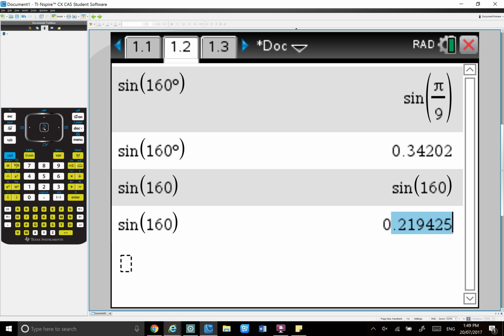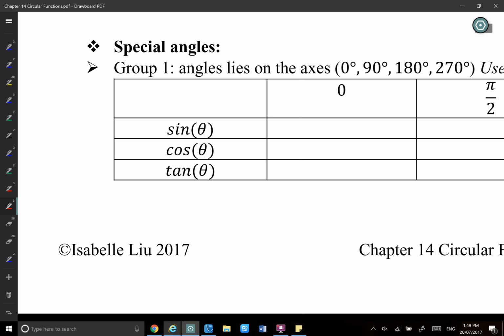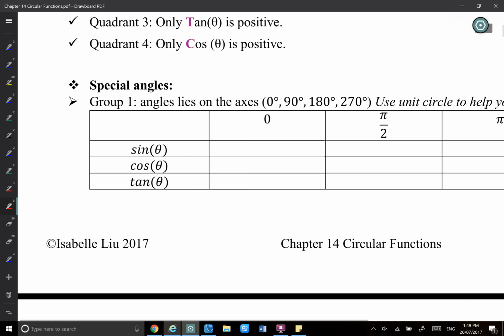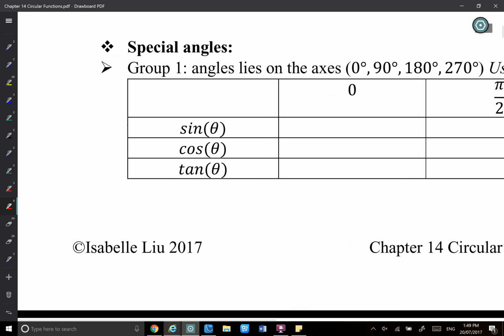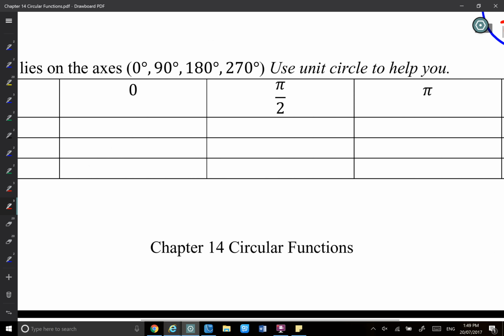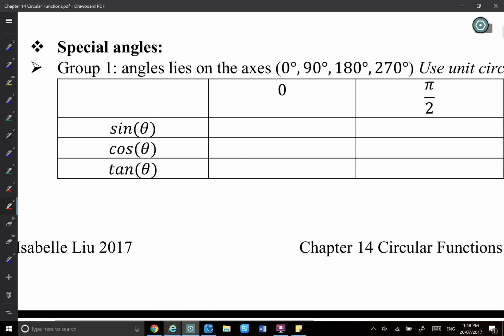So this is not a special angle. You can't really write the answer exactly on paper. Okay, not exact form. So what are special angles? We have group 1 special angles. We are not going to go through group 2 today. So we only have group 1 special angles. Group 1 special angles are the angles 0, 90, 180, and 270.